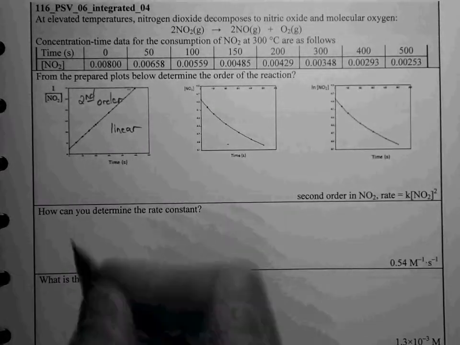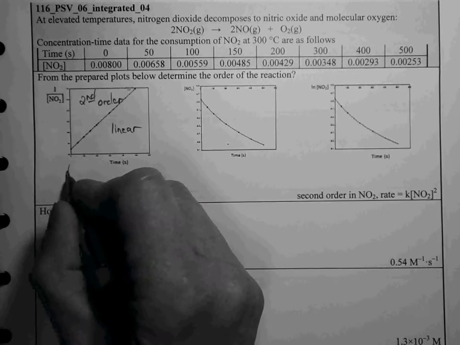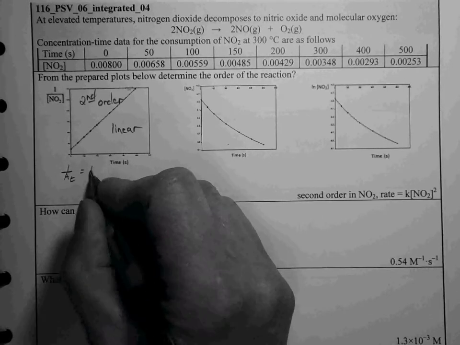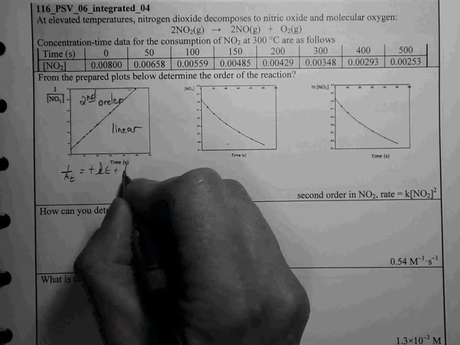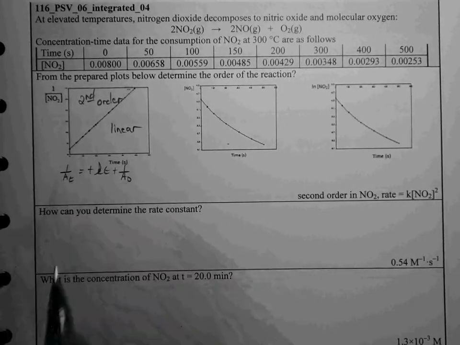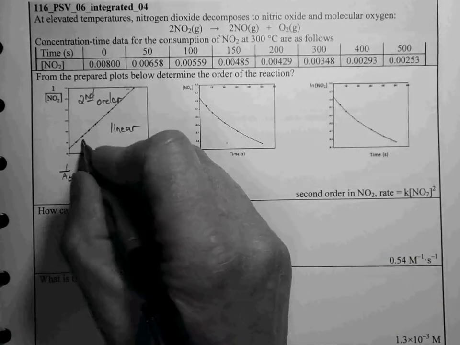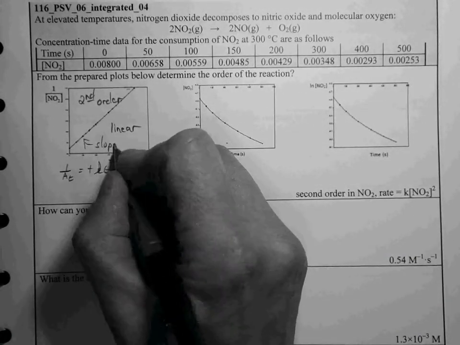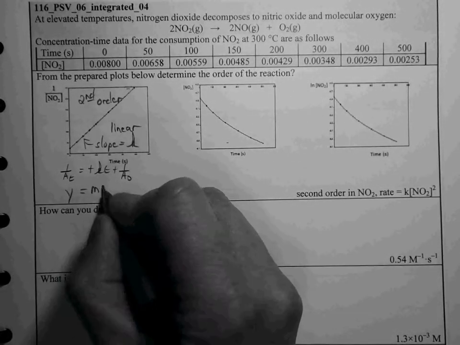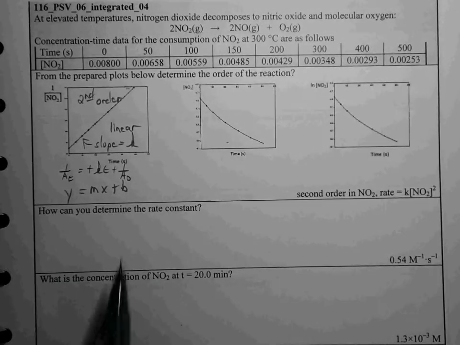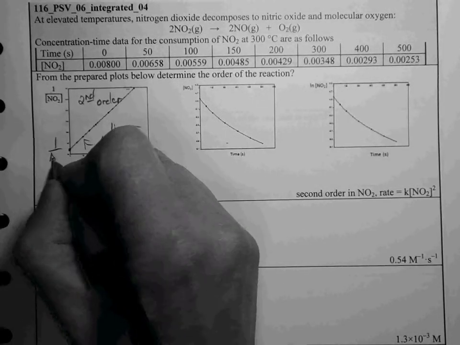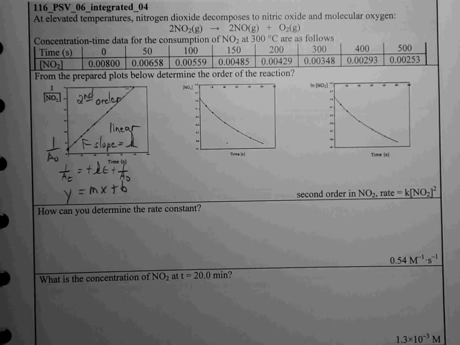With respect to NO2, as we look to the form of the equation, 1 over [A]t is equal to positive kt plus 1 over [A]0. And this is our linear plot for second order, and the slope of this equation would be equal to k. This is in the form of y equals mx plus b. So our y-intercept is 1 over [A]0, this point here, the concentration at time 0, or our initial concentration.